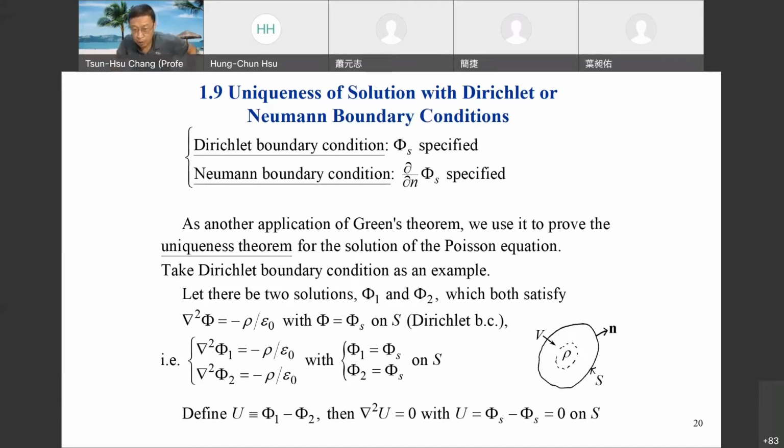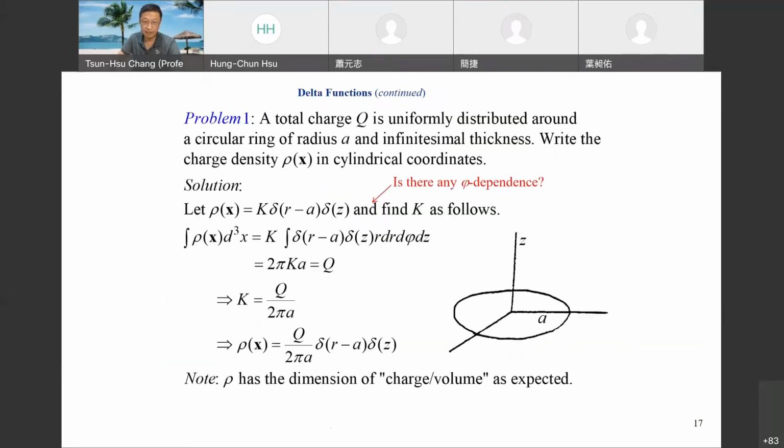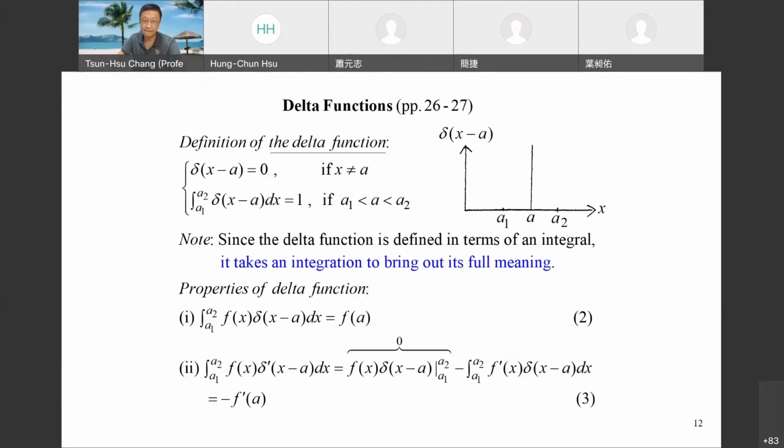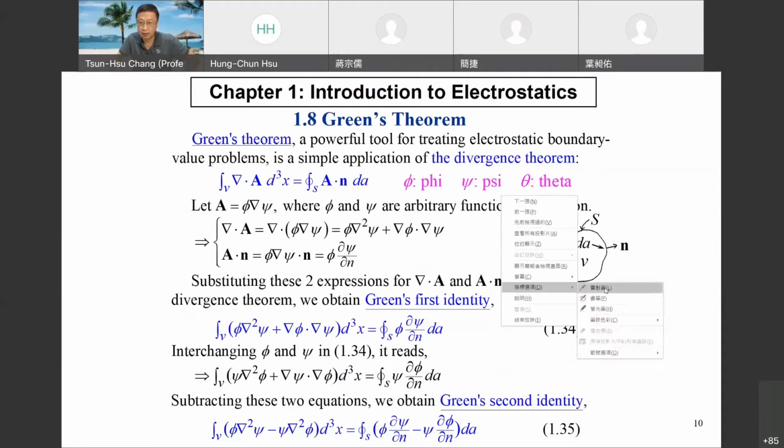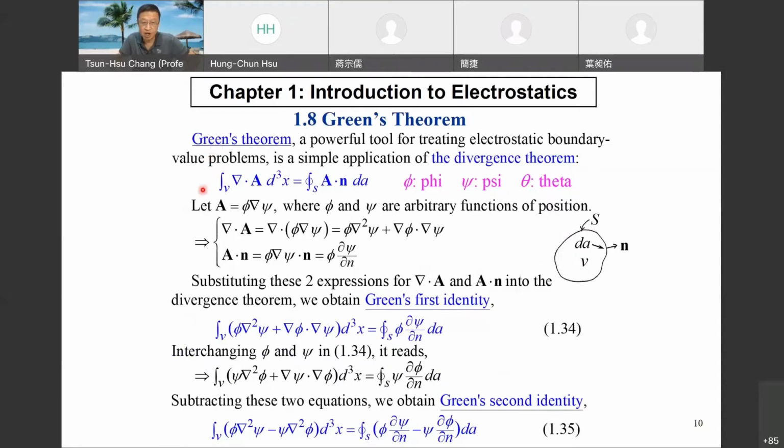Today we will continue our discussion about Green theorem. But before we start, I would like to remind you what we have learned so far. So let's go back to the very beginning. Introduction, Green theorem. Green theorem is actually a simple application of the divergence theorem. Divergence theorem is shown here. This is the divergence theorem.